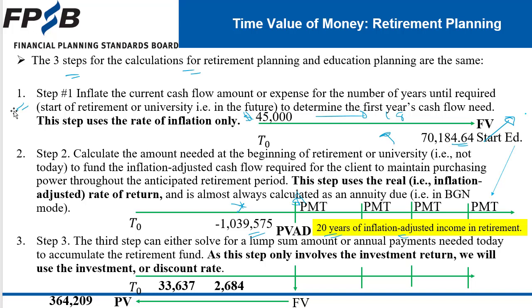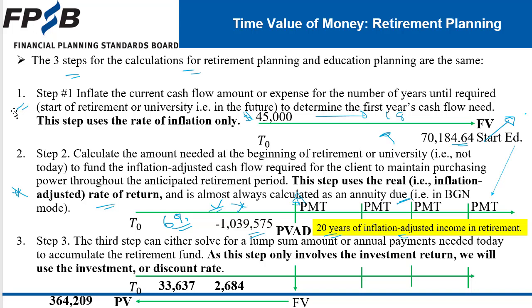We're going to have a balance remaining. On that balance remaining, we're going to earn a 6% investment rate net of fees, but the discount rate that we use in step number 2 is the real, inflation-adjusted rate of return, and it's always calculated as an annuity due, in the beginning mode, a present value of annuity due. So we calculated that we needed $1,039,575 at 18 years from now to fund 20 years of inflation-adjusted income in retirement, where the first payment is $70,185, which is the equivalent of $45,000 today.